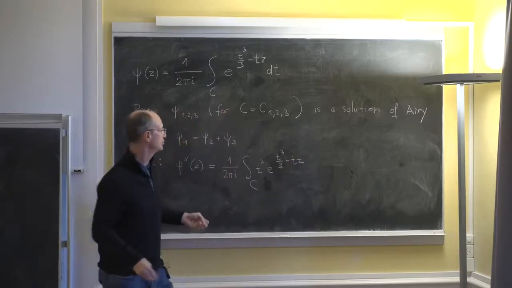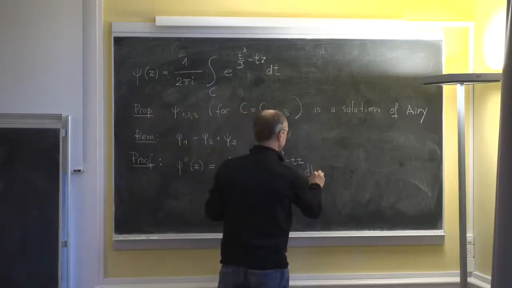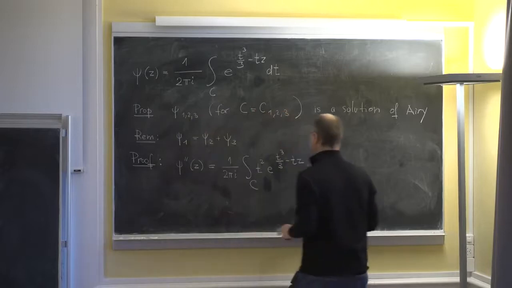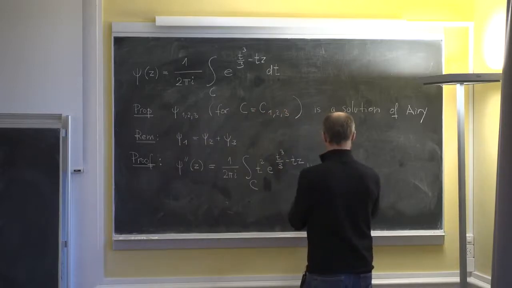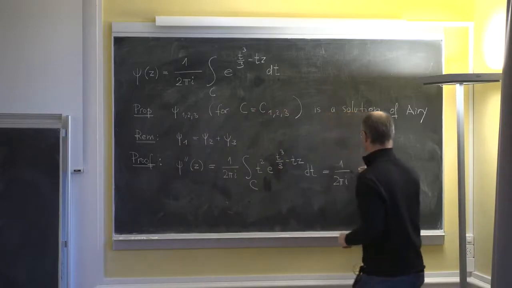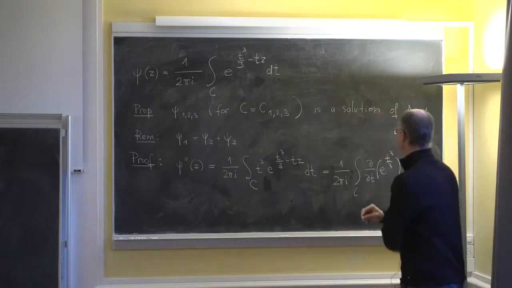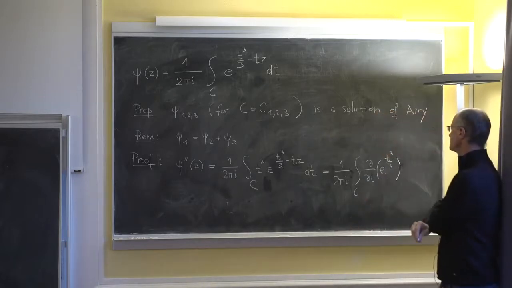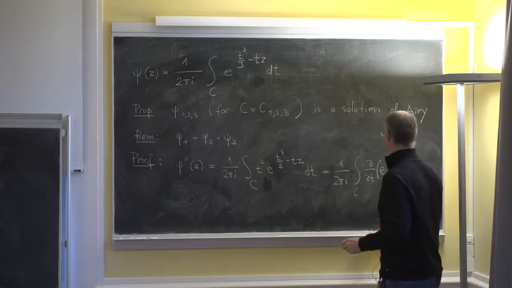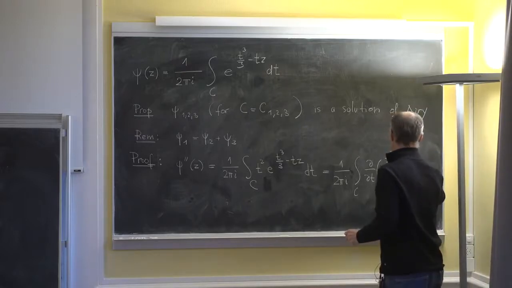Well, here we can do an elementary integration by parts if we remark that we can single out exponential of t cubed over 3. So we have here a t derivative, here exponential minus tz dt.